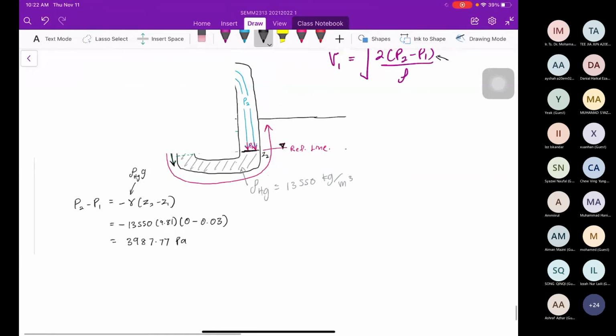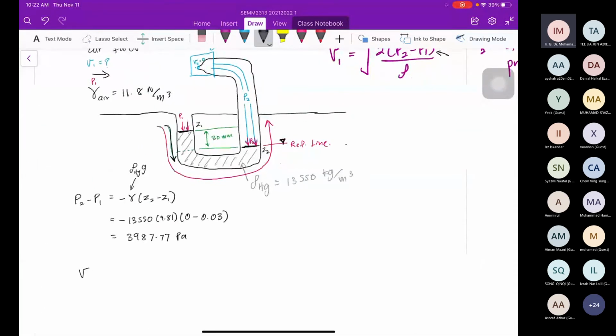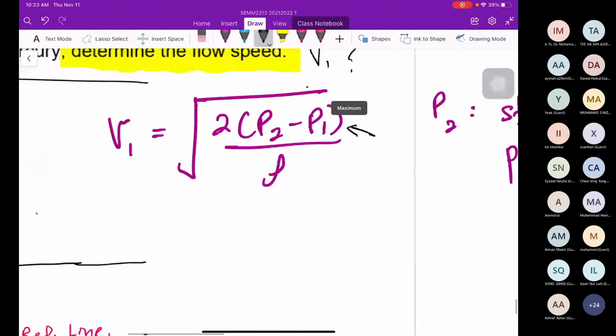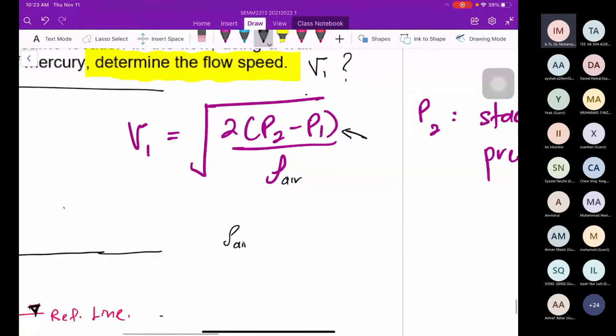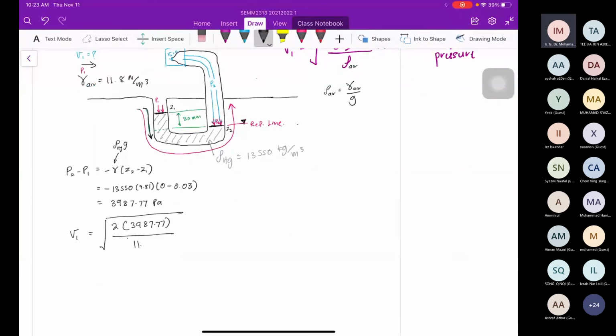You will get 3987.77 Pascal. So in order to get the velocity at the stagnation, velocity 1, just substitute: 2 multiplied by 3987.77, over the rho of air. Rho of air basically is the gamma of air divided by gravity. So rho of air is given 11.8 divided by 9.81. You get 81.4 meters per second. That is the final answer.